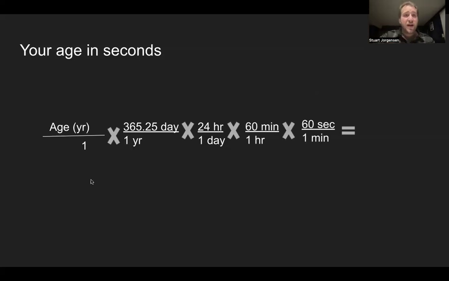And if I could annotate, I don't have my tablet, sorry, my years would cancel, my days would cancel, hours would cancel, minutes would cancel. All of the units would cancel except for the one that I want. So I know I'm done because everything canceled except the units, seconds. Now I just got to math it. Well, the denominator is easy. 1 times 1 times 1 times 1 times 1. Don't have to worry about it.